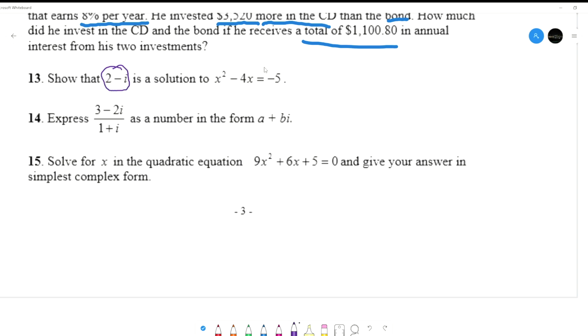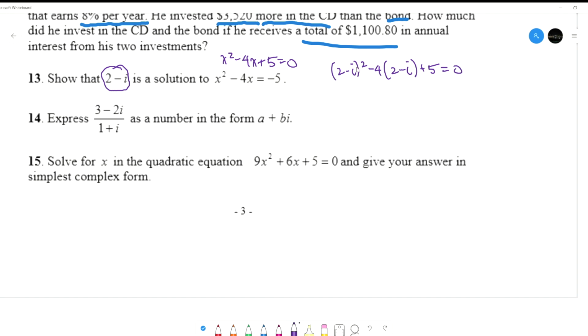So what makes something a solution? If you substitute it into the equation and it comes out to be true on both sides, then you know this is a solution. So you can actually write it as x squared minus 4x plus 5 is equal to 0, and then substitute 2 minus i. So (2 minus i) squared minus 4 times (2 minus i) plus 5 is equal to 0.